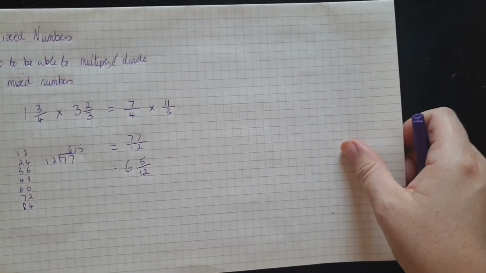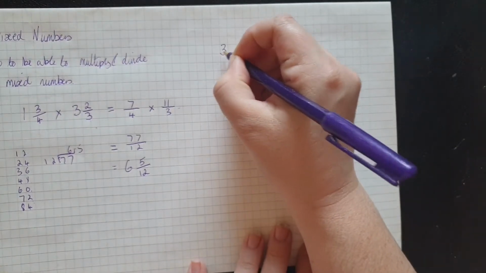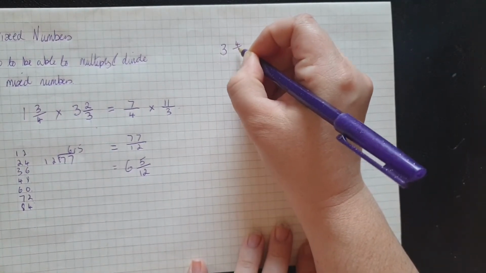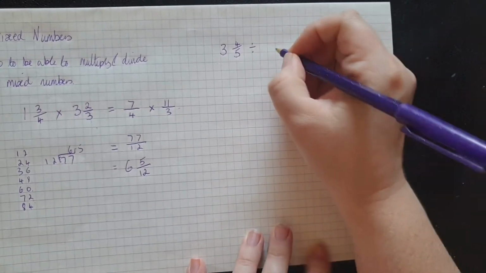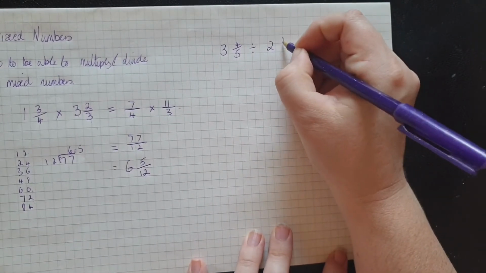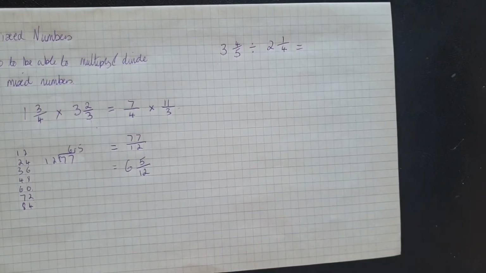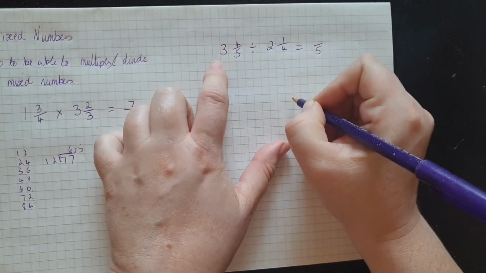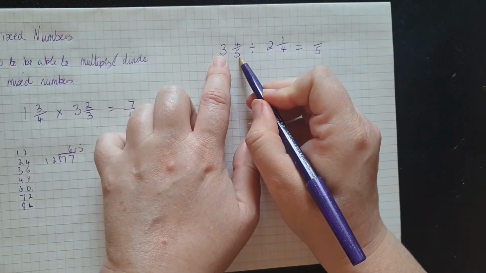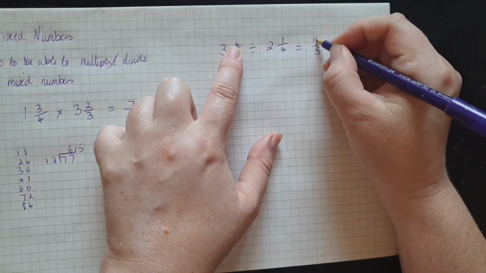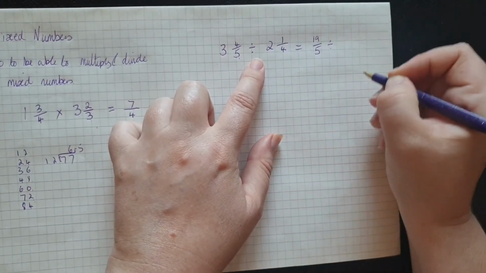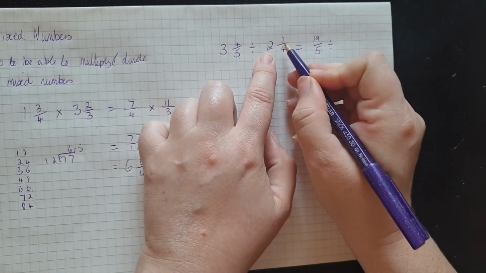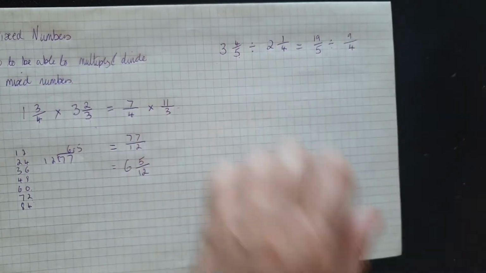Division is a similar principle. Let's take 3 4/5 divided by 2 1/4. Same principle again. Convert it first, then do your division. So I'm going to convert this into fifths. 3 times 5 is 15, plus 4 is 19, divided by 2 times 4 is 8, plus 1 is 9, all over 4.